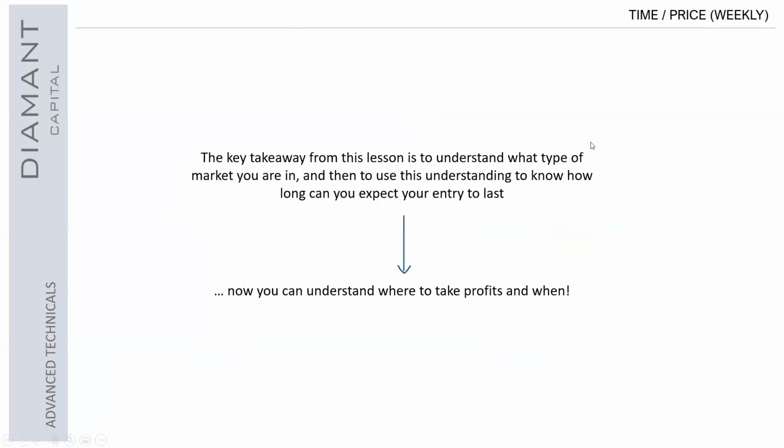So the key takeaway from the lesson: understand what type of market you're in, then how long you can expect your entry to last for. So of course that leads into profits and when you take them profits as well. That's the most important thing. But yeah, guys, that's it for time and price on a weekly time frame. You're not going to be using the weekly candlesticks as much as you'd expect on the lower time frames, but of course it frames up sort of the week ahead for you and is always essential.